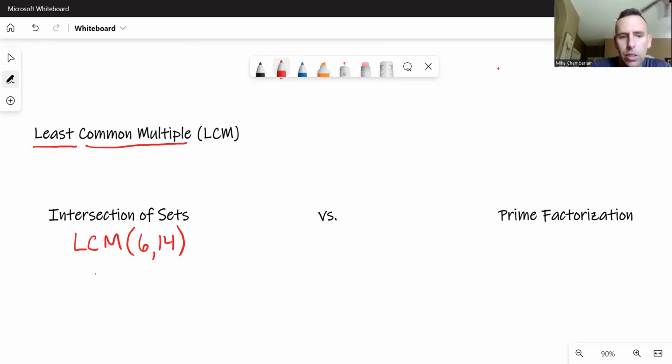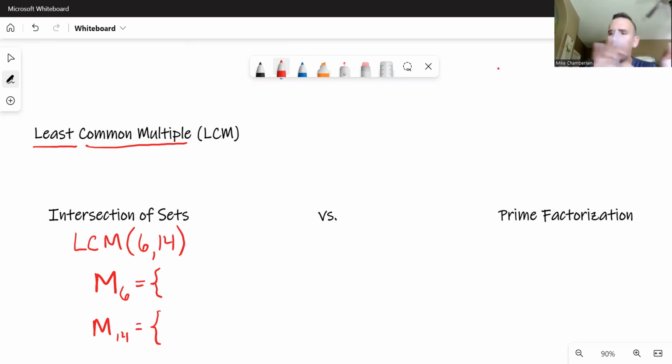Well, what we can do is list out the multiples. I'm going to use a capital M to denote multiples of 6. We can start listing those out, and also list out the multiples of 14. I like to list them at the same time because we're not sure how far to go with either list. The multiples of 6, 12, 18, and so on, go forever. So where do we stop?